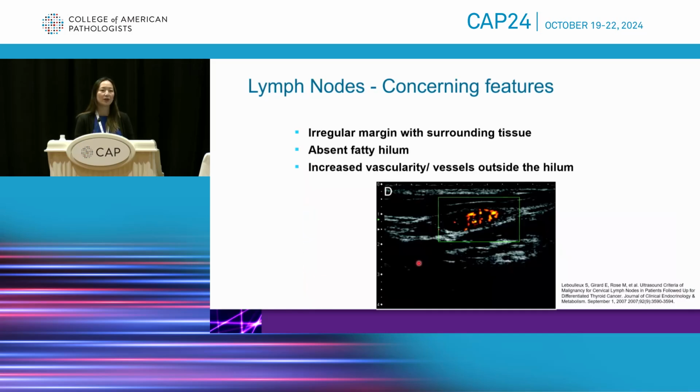If you have an irregular margin with the surrounding tissue, obviously that's worrisome for extranodal extension. If your fatty hilum is absent, though I will say, like I said, I think this one is a little harder to find. And then if you've got a whole bunch of internal vessels, right, that's going to be abnormal because normally in the lymph node, you should not have a whole bunch of vascularity outside the hilum.